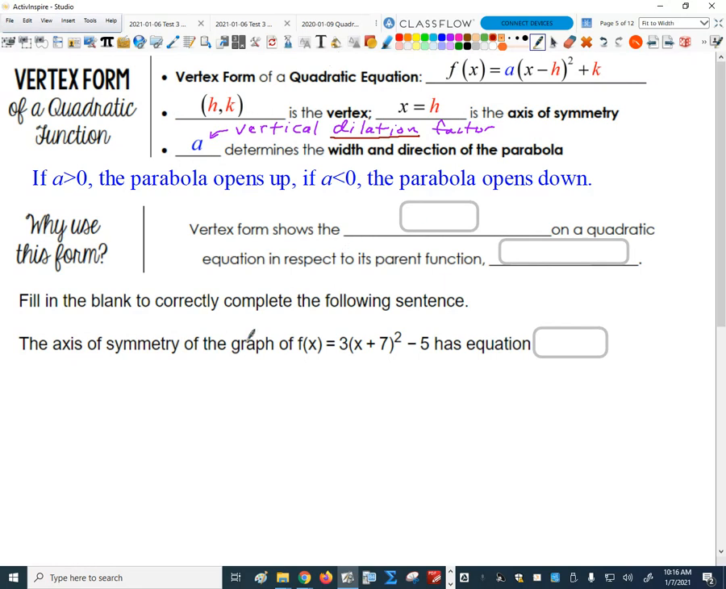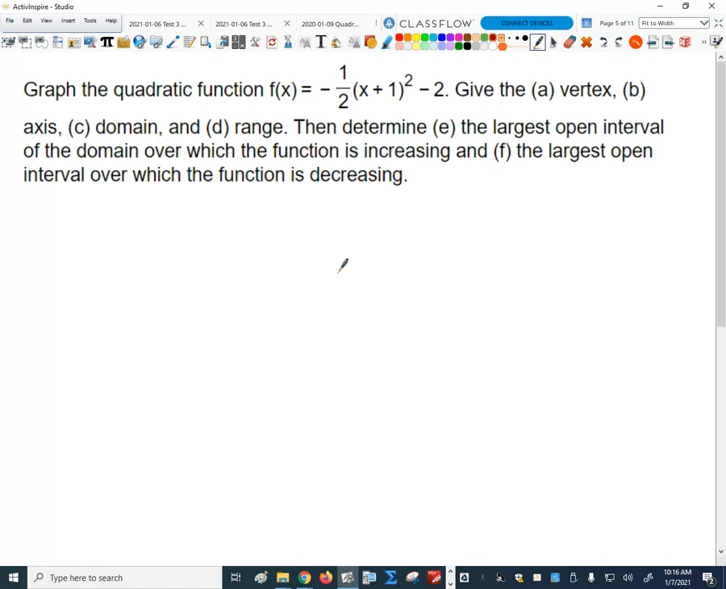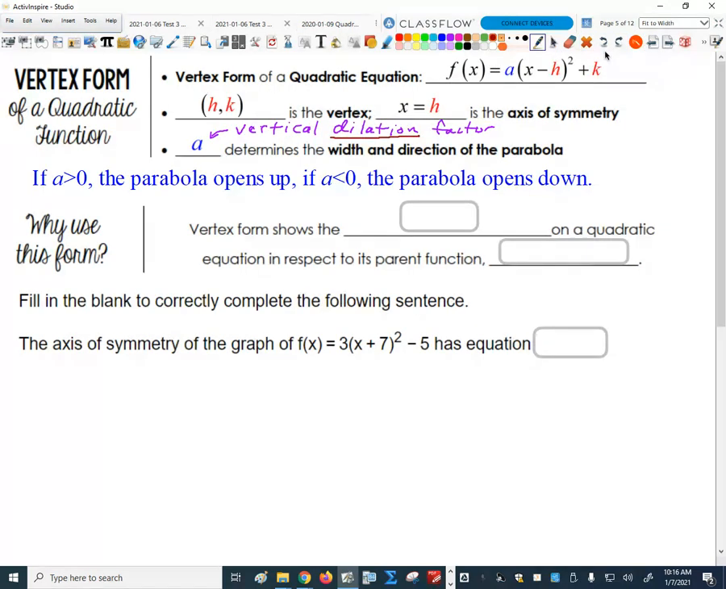So we know that if A is greater than 0, the parabola opens up, of course. And if A is less than 0, so A is negative, the parabola opens down. And this is vertex form because it shows the vertex on a quadratic equation with respect to its parent function. And what's the simplest quadratic function? What's our parent graph for this one?